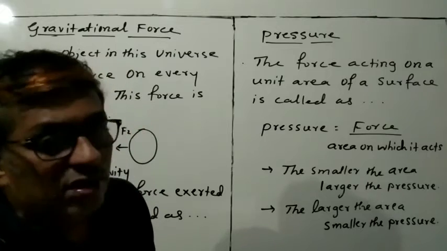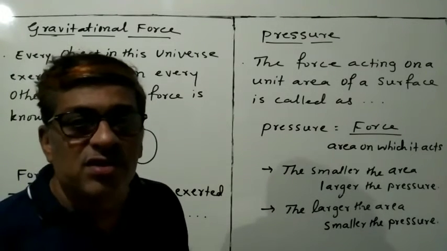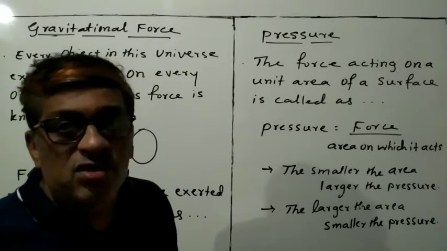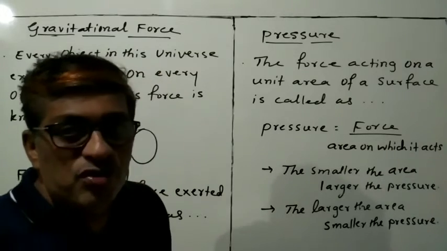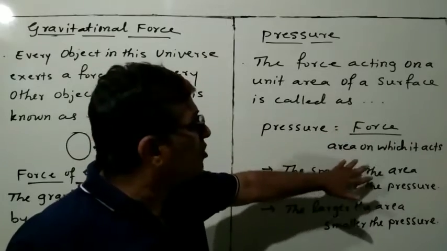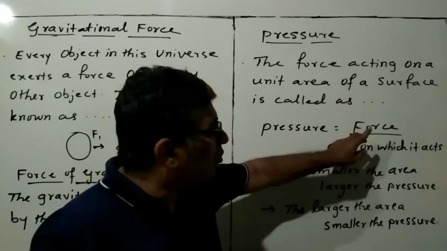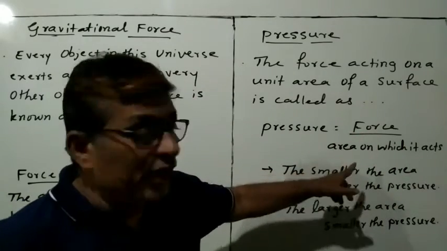Then what have we discussed? Pressure: the force acting on a unit area of a surface is called pressure. Here the formula will be given. Pressure is equal to force upon the area on which it acts. So area is in the denominator.